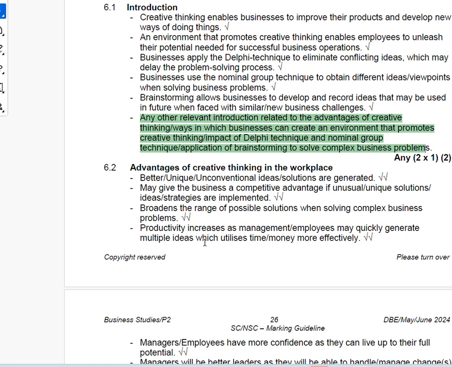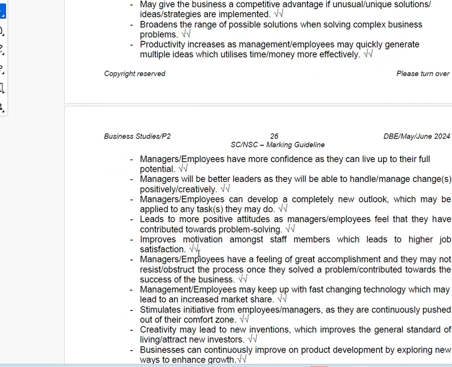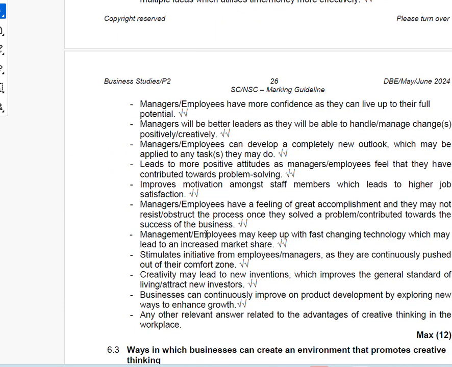Productivity increases as management or employees may quickly generate multiple ideas, which utilizes time and money more effectively. Managers or employees have more confidence as they can live up to their full potential. Managers will be better leaders as they will be able to handle or manage changes positively or creatively. Managers or employees can develop a completely new outlook which may be applied to any task they may do.